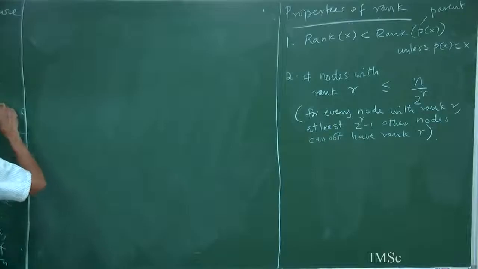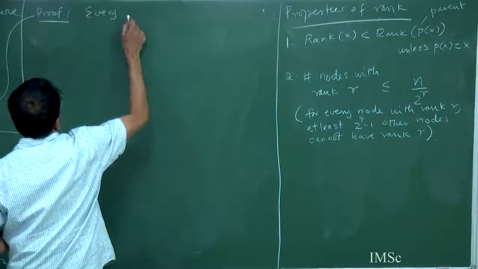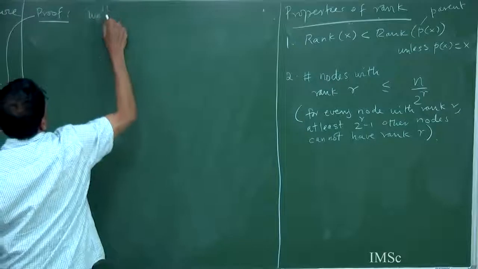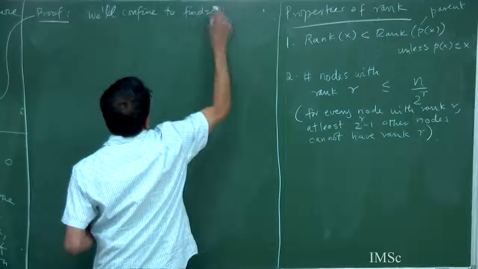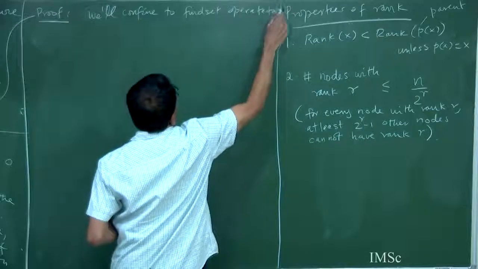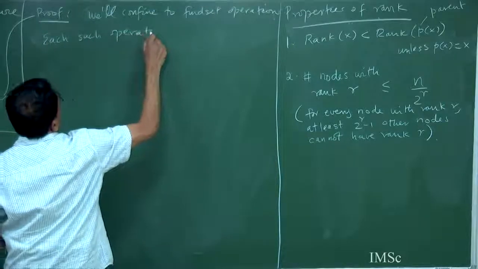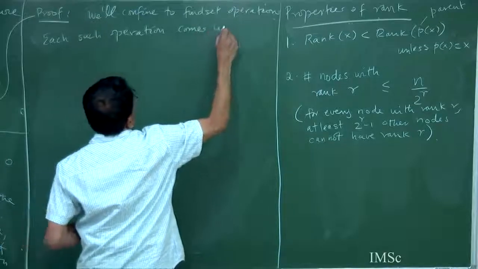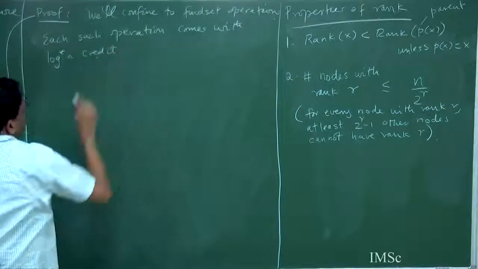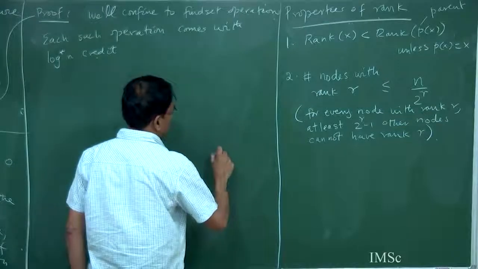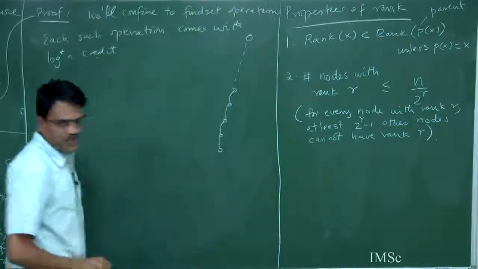So we are doing this proof of this claim now. So first we will confine to find set operations. Each such operation comes with log star n credit, right? But such a find operation is just going to access a long path like this, right? So the actual time is proportional to the length of this path.